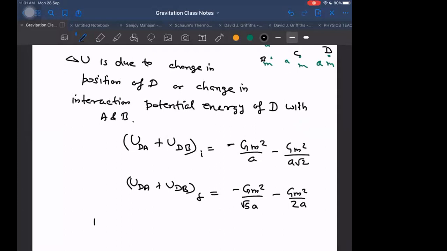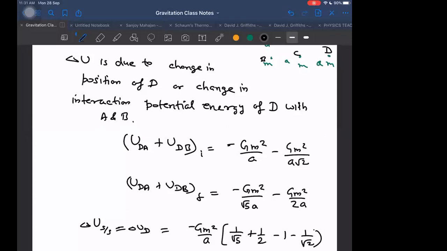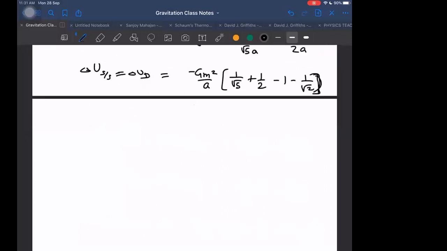Finally, delta U of the system is equal to delta U only of D, and that we are getting as minus GM square by A taken common into 1 by root 5 plus 1 by 2 minus 1 minus 1 by root 2. Then you simplify it and we get the answer from there. That is our answer. So sometimes we may focus only on one particle. That is the idea mainly.